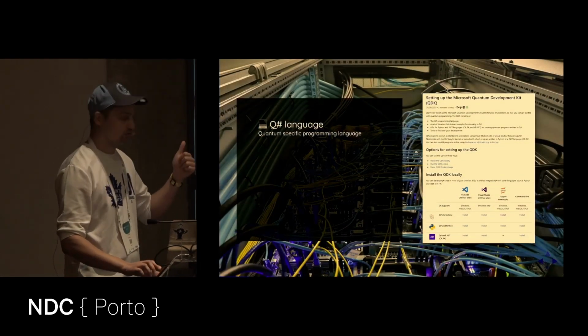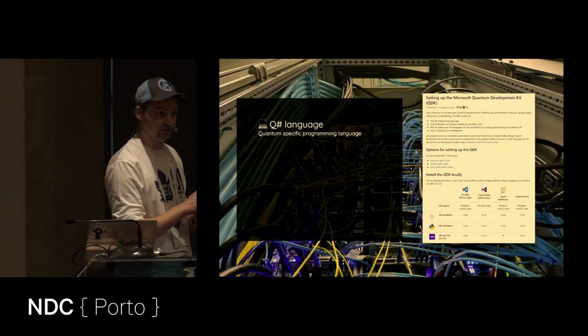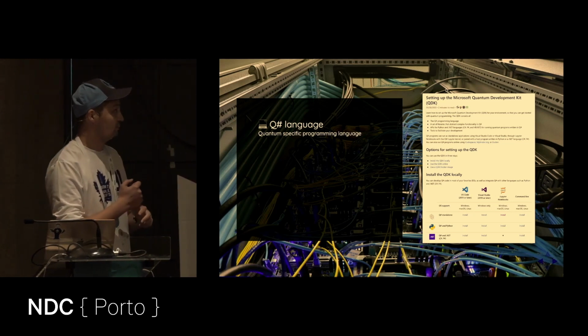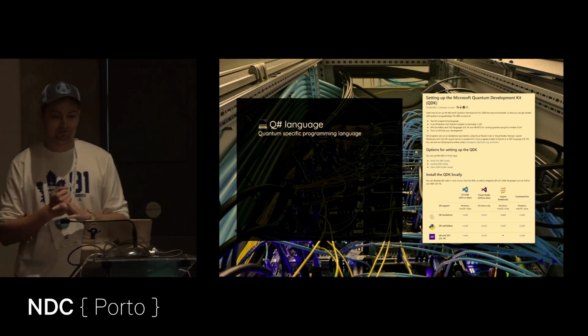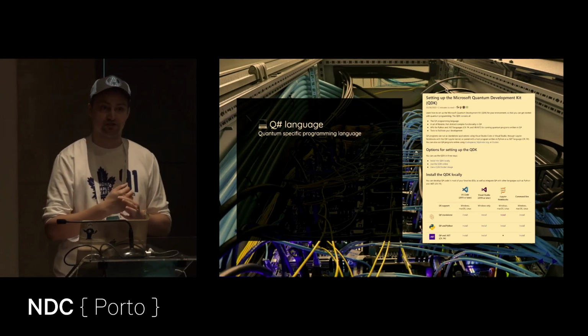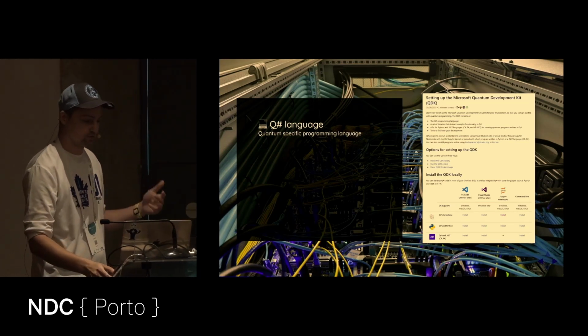Anyway, so what is Q-sharp? Q-sharp is a programming language that is quantum specific. It is actually developed for the purpose of quantum hardware. It is not a general purpose programming language, but it can only be used with quantum hardware.